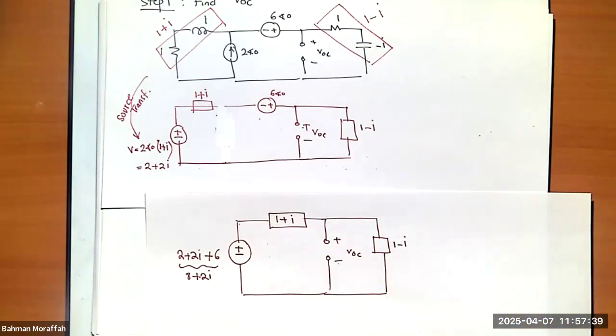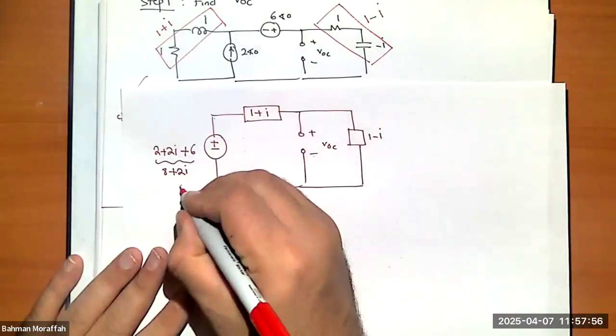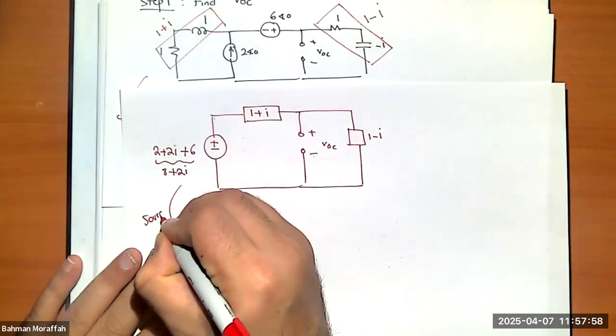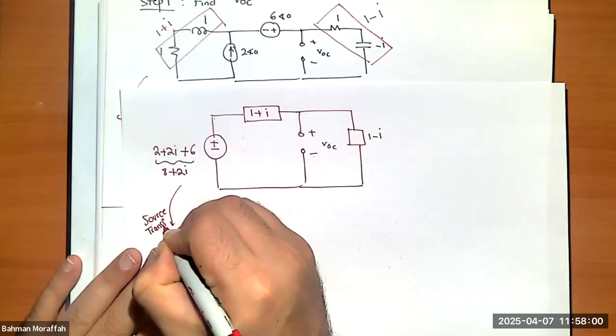What circuit is this? That's a voltage divider. So that's very easy. I'm not going to do that. You can do it. I'm not going to do that. I'm going to apply source transformation one more time, right? So let's apply source transformation one more time.